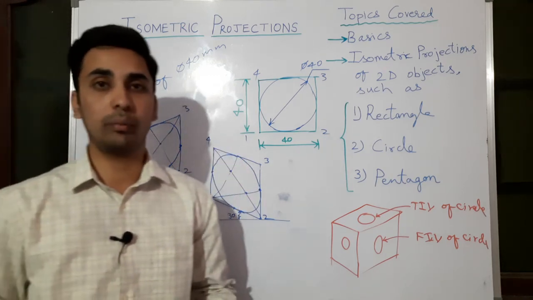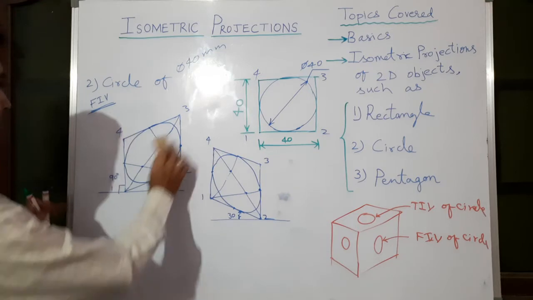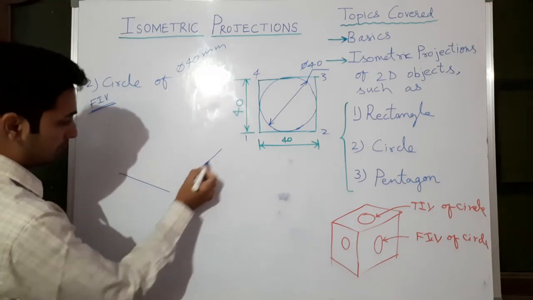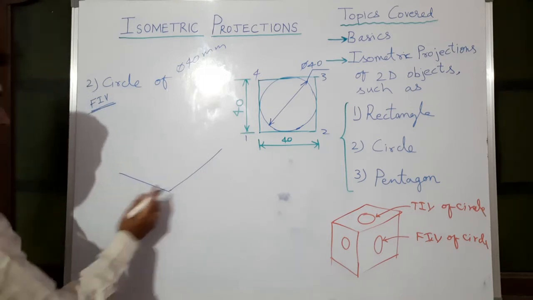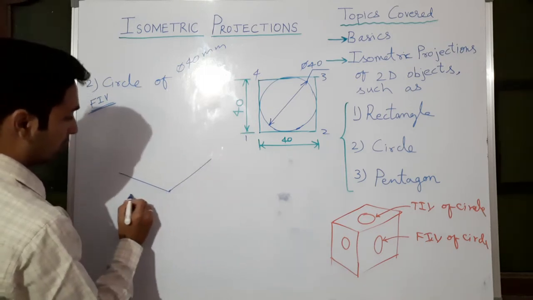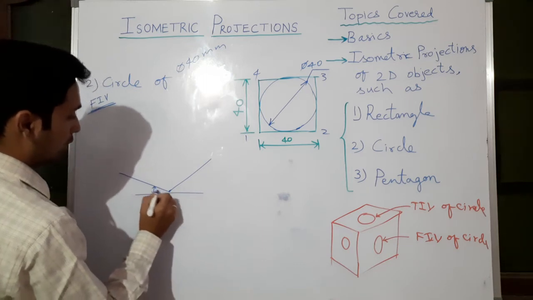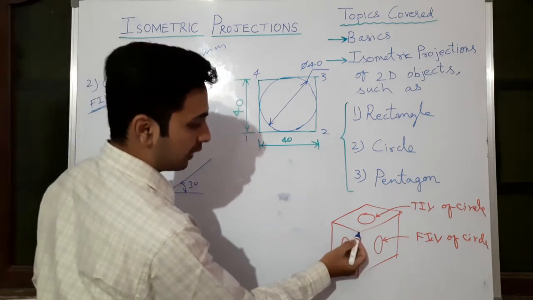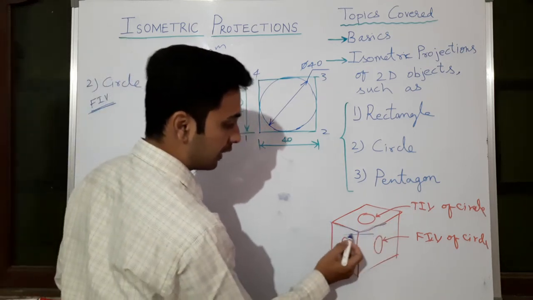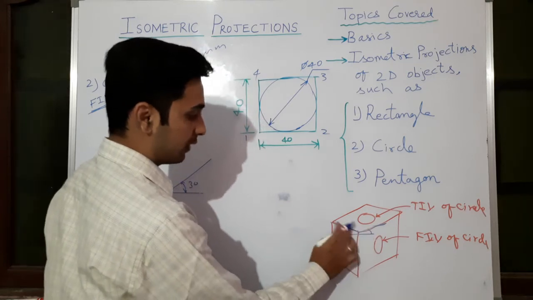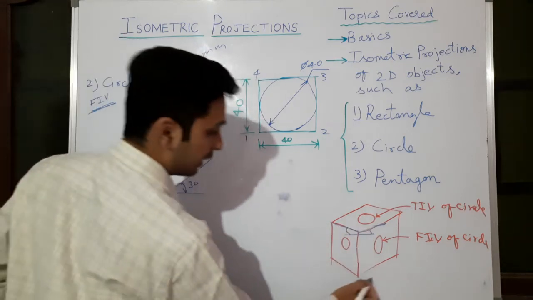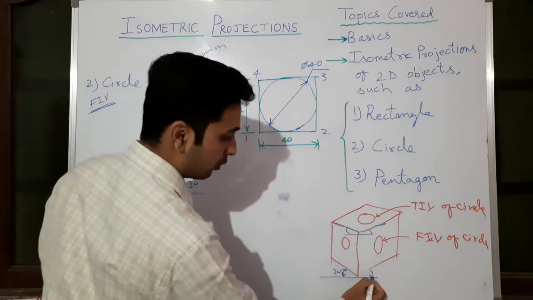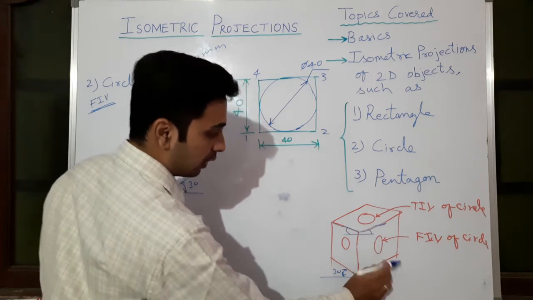Now we will see the top isometric view of a circle. For drawing the top isometric view of a circle, we have the same square. Whenever you are drawing the top isometric view, both the sides will be at 30 degrees like this. One side is 30 degrees, another side is also 30 degrees with respect to the horizontal line. Both the sides are at 30 degrees. But in the case of the front views, one side is 30 and the other two sides are vertical. Here also one side is at 30 degrees, the other two are vertical.